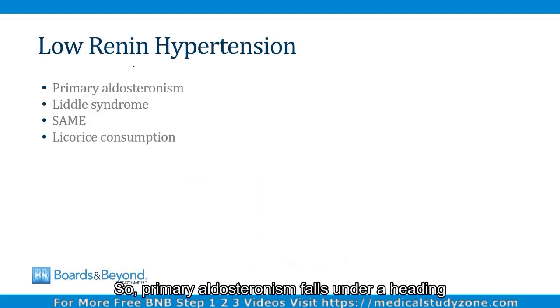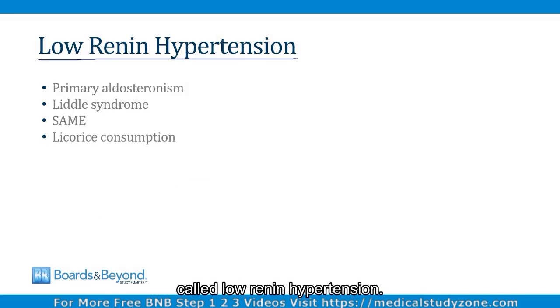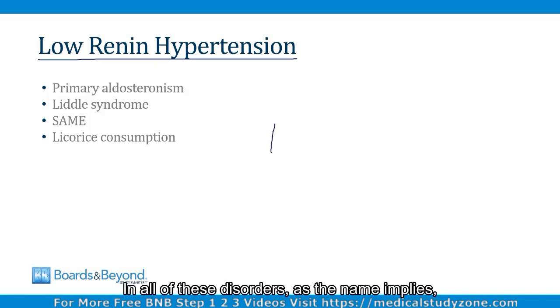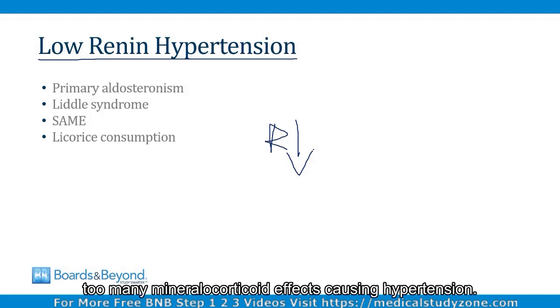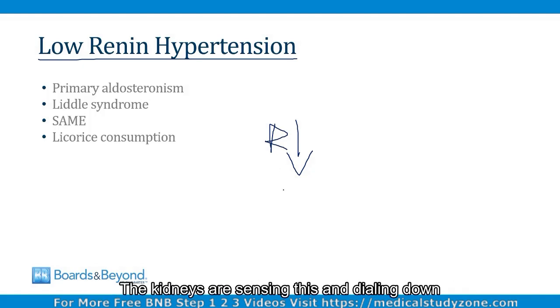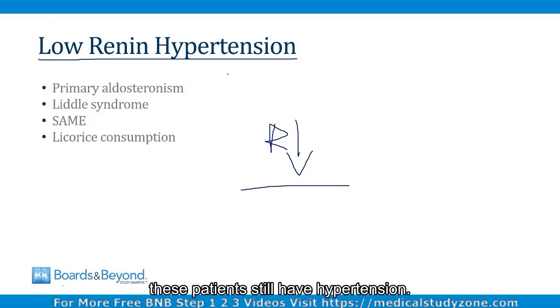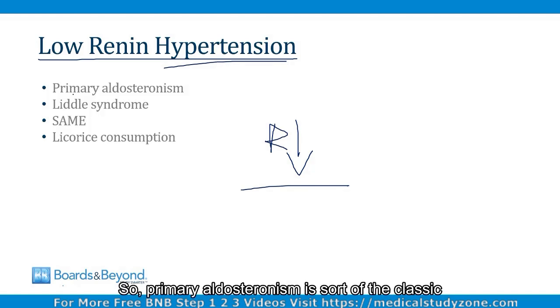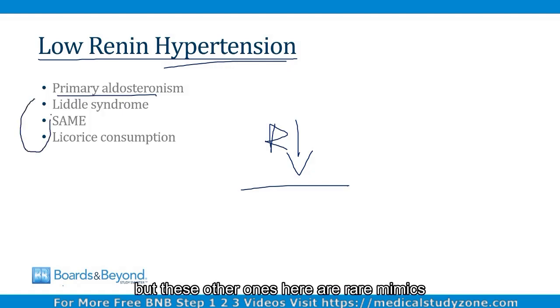So primary aldosteronism falls under a heading of a couple of rare causes of hypertension called low renin hypertension. In all of these disorders, as the name implies, the level of renin is going to be low. And the reason it's low is because there are too many aldosterone-like effects, in other words, too many mineralocorticoid effects causing hypertension. The kidneys are sensing this and dialing down the level of renin release, but this is ineffective and it's not bringing down the blood pressure. So despite the low renin level, these patients still have hypertension. So primary aldosteronism is sort of the classic low renin hypertension condition, but these other ones here are rare mimics of primary aldosteronism, and we'll talk about those now.